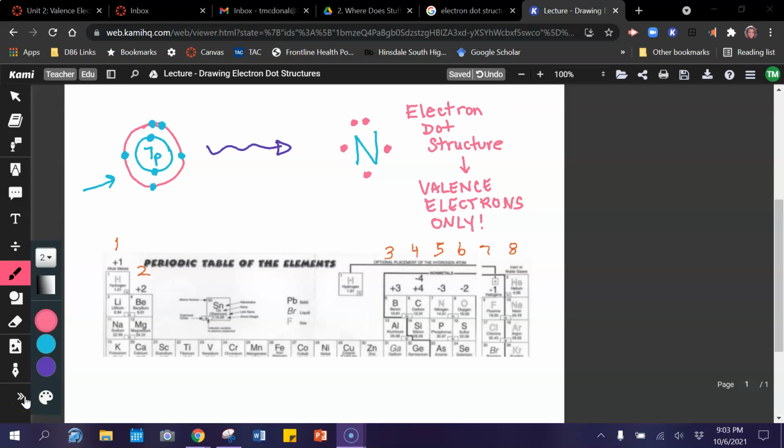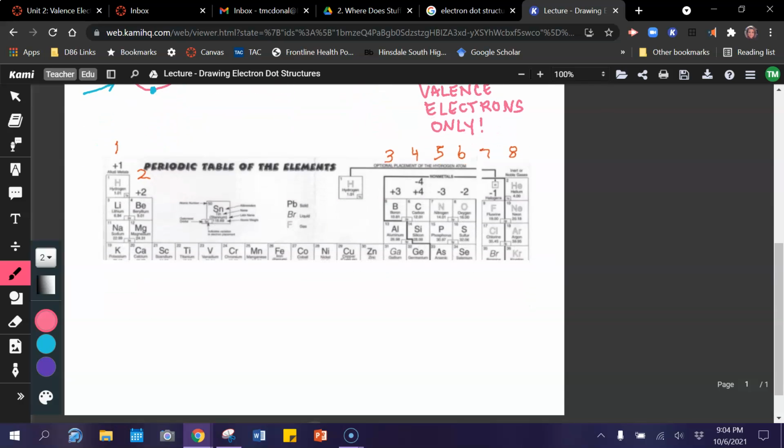So just remember that in an electron dot structure, you have valence electrons only. Notice that the nitrogen atom has 7 electrons total, but in an electron dot structure, I'm only drawing the valence electrons. Now recently, I showed you how to determine how many valence electrons an atom has just by looking at the periodic table. So the cool thing about this method is that you don't have to always draw Bohr models in order to figure out how many valence electrons there are.